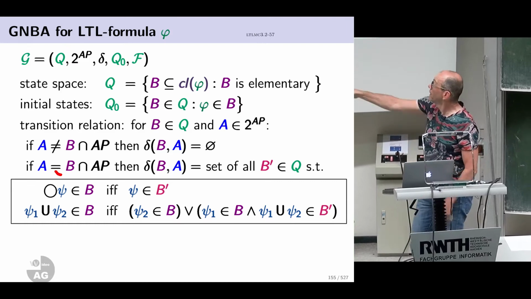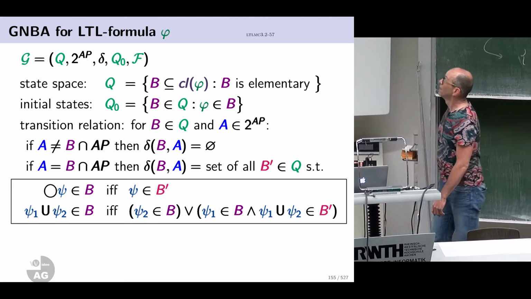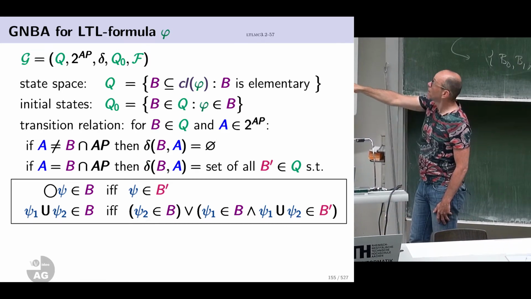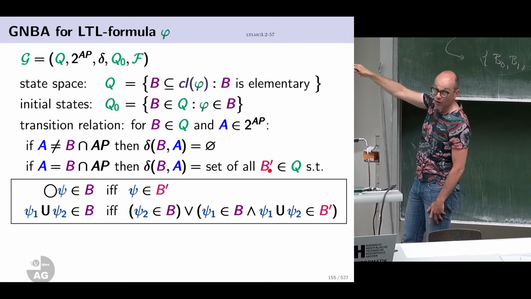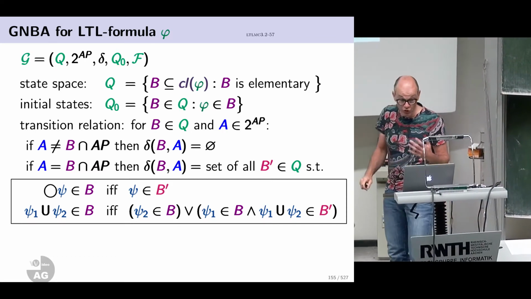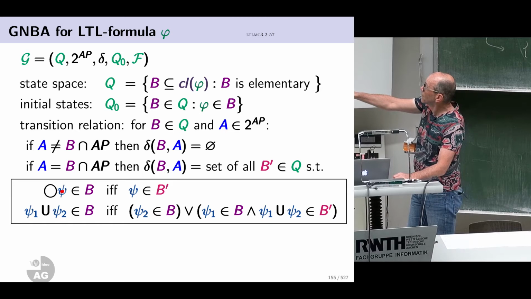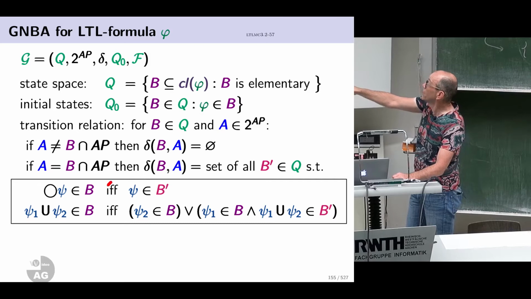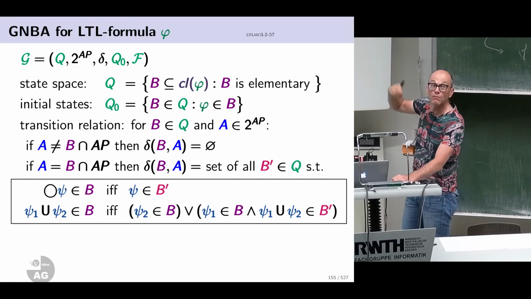If, however, A is exactly the set of atomic propositions in the current state B, then the set of next states of state B with respect to the input symbol A is a set of possible successor states. And these successor states have to satisfy two constraints. The following: if the current state includes something of the form next psi, this must be true if and only if this psi belongs to the next state B prime. Notice that B prime is the state that I'm moving to.